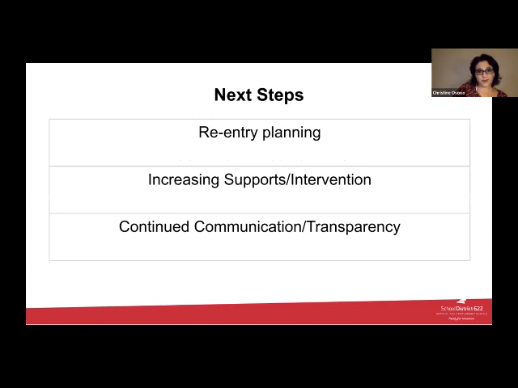And then one of the big questions out there is reentry planning. What's our plan going to be? We're looking for more guidance from the state regarding when and how should we come back. How long do the numbers have to be dropping, and how much, before we look at increasing in-person supports again? And then again, how can we get better and smarter with those supports and interventions?